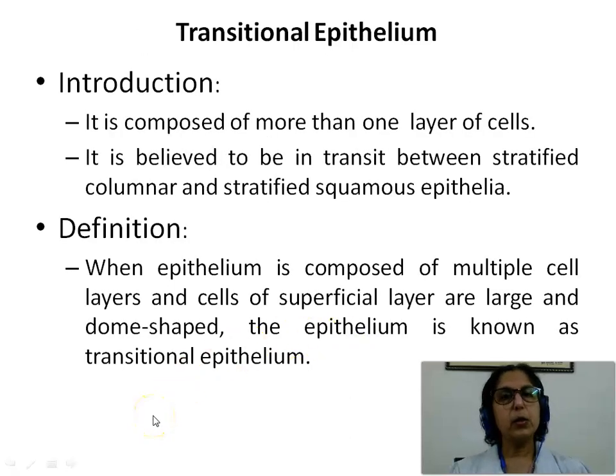Then we go on to study the transitional epithelium. It is composed of more than one layer of cells. It is believed to be in transit between stratified columnar and stratified squamous epithelium. When epithelium is composed of multiple cell layers and cells of the superficial layer are large and dome-shaped, the epithelium is known as transitional epithelium.